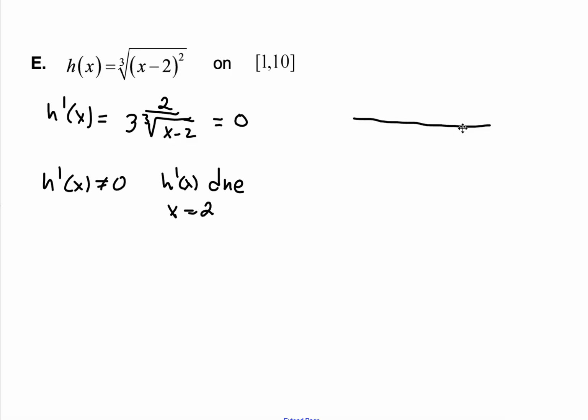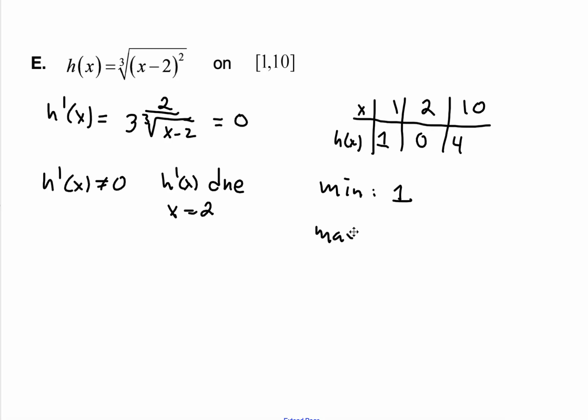So on the interval from 1 to 10, the only places where h of x, again, is going to be at these values. We only have x at 1, at 2, and 10. And again, we know that the derivative doesn't exist, but what are the values? When we plug them in, we get 1, 0, and 4. So again, the minimum value for this function is going to be at 1, and the maximum occurs at the endpoint with a value of 4, right?